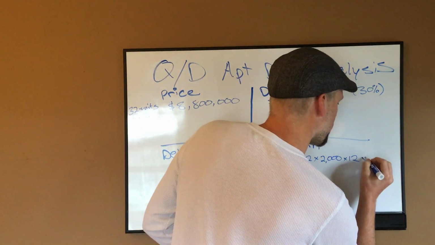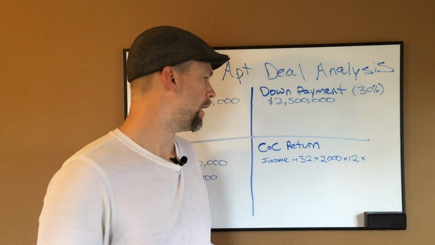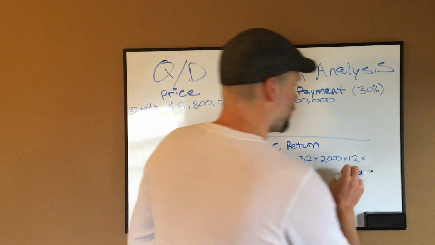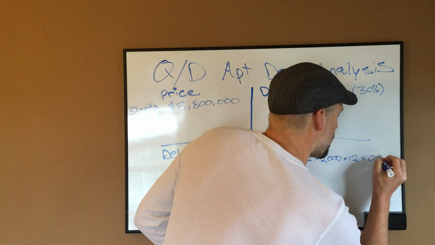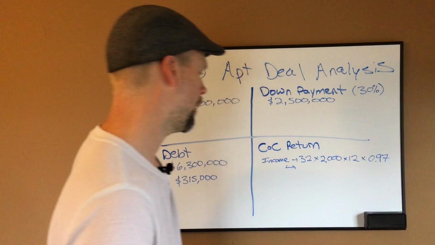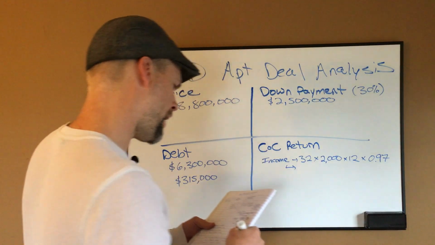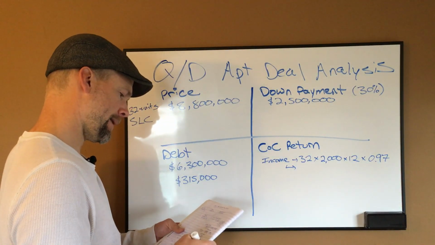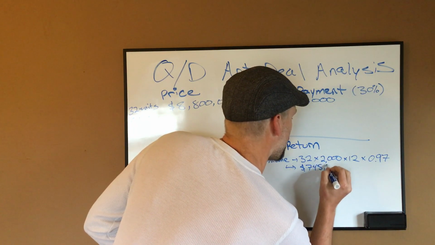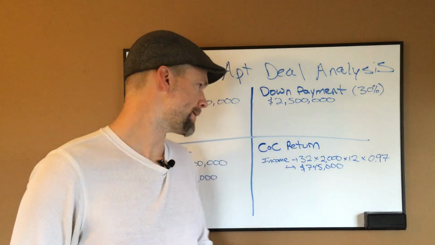And we also need to factor in the vacancy rate in Salt Lake City, which is 3%. So we're not going to be collecting all of this every year. So we need to incorporate a vacancy factor. So we're going to multiply that by 0.97 because we're 97% occupied. So that number is about $745,000. So that's our gross income from rents.